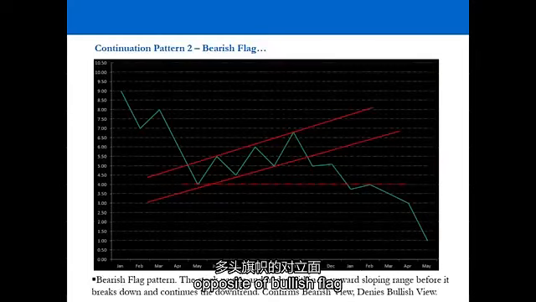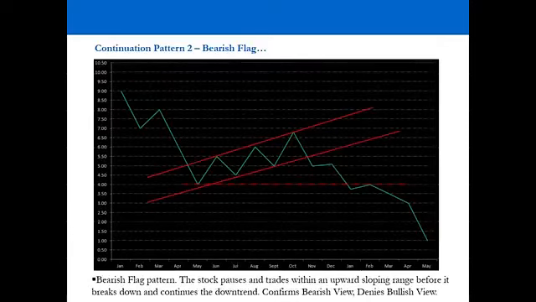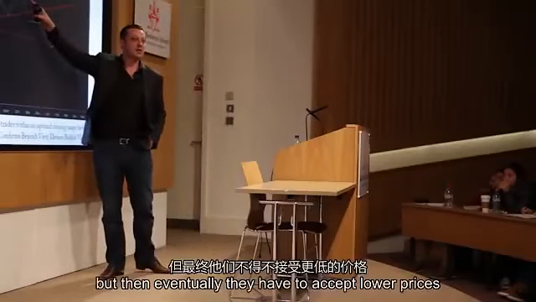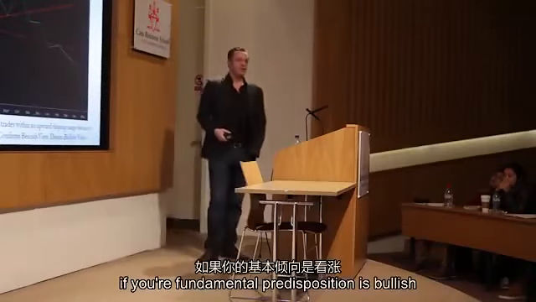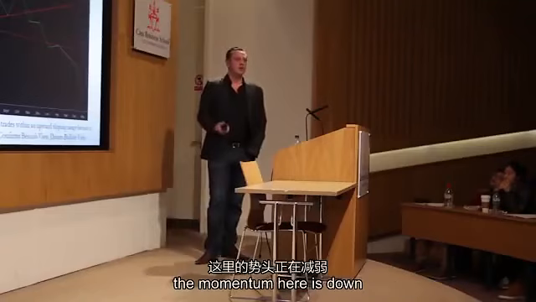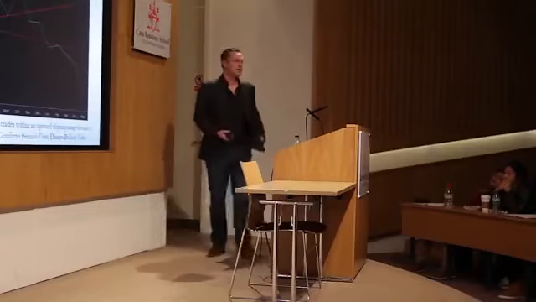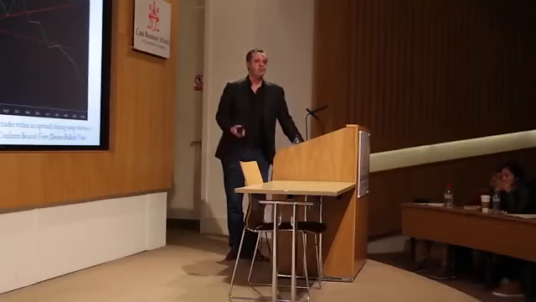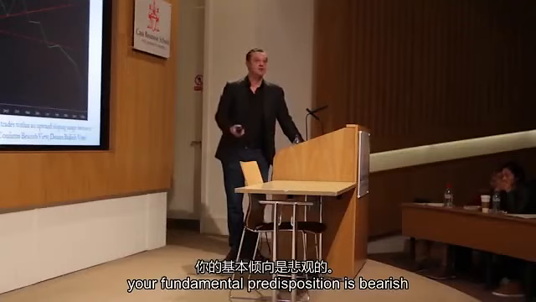Bearish flag, opposite of bullish flag. Sellers have stepped into the market. They're trying to sell for higher prices, but then eventually they have to accept lower prices. If your fundamental predisposition is bullish, the momentum here is down. Do nothing. Stick it on the watch list. Your fundamental predisposition is bearish, jump all over it. Same with a bearish pennant.